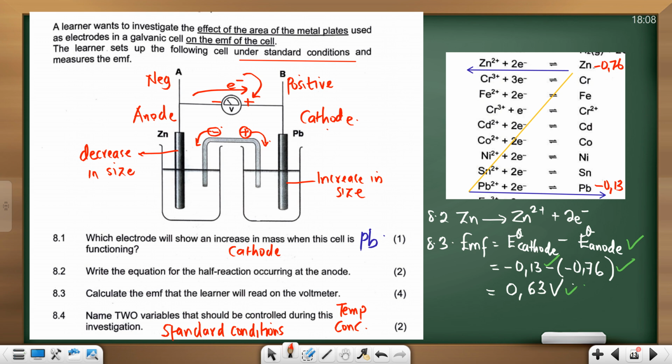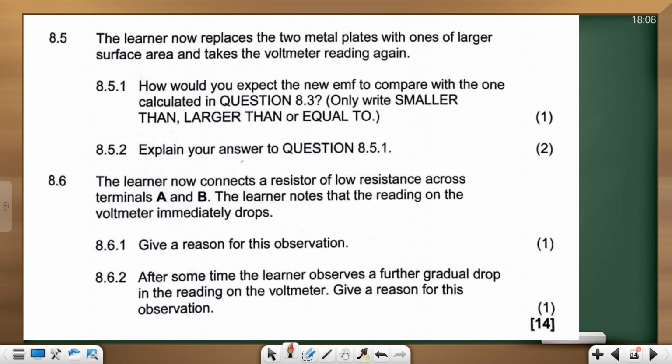Please remind me. Factors that affect EMF. Please, very important. Okay, let's check. The learners now replace the two metals with one of a larger surface area. And takes the voltmeter reading again. How will this affect the EMF? All right, this is one of the factors. I'll quickly help you with this one.